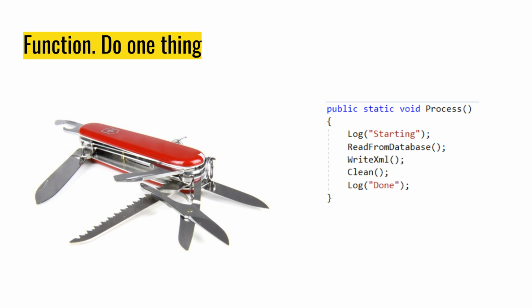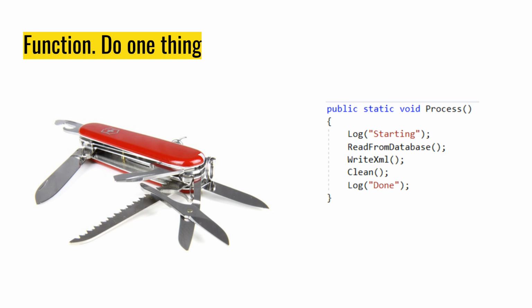So a function should be split into steps, and those steps should not be called in one big function like this unless they are truly a part of that bigger function. In this case, they're not. Maybe you had a button which reads from database, writes to XML, cleans, logs, and does that. Then instead of calling the process function, you should do those 5 things, because they are not that related.